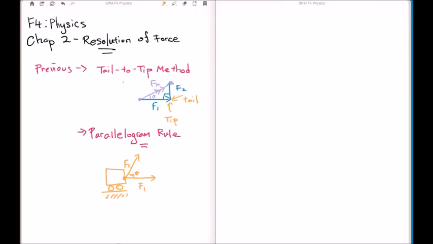It's related to resolution of force because now the forces are no longer tangent to each other, meaning they're no longer 90 degrees to each other. So how do we do that? First you need to transfer them into a diagram. If you have two forces, one going up, F2, another force going to the right, F1. Now what you need to do is copy this force and this force and transfer them over here so that you get the tail to tip rule.